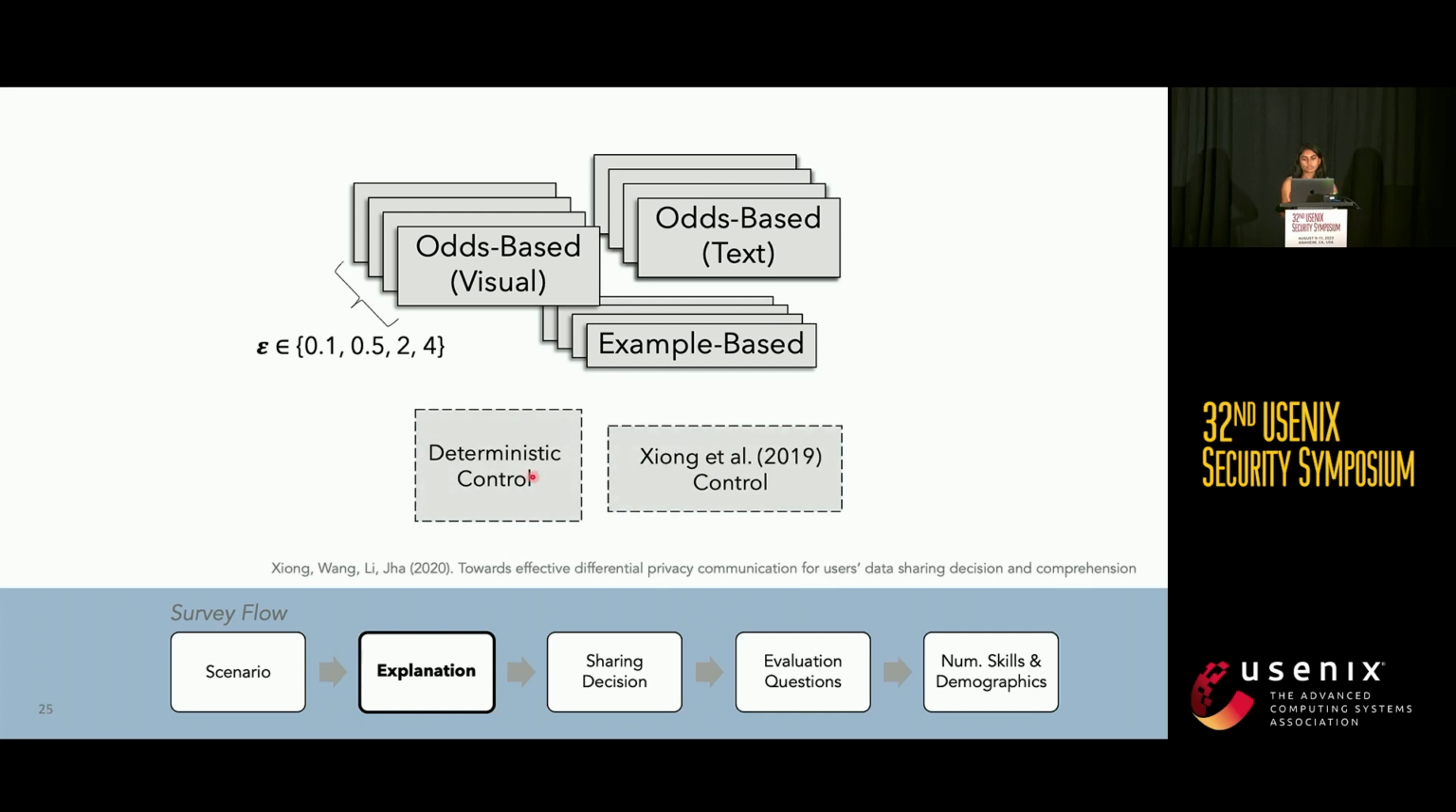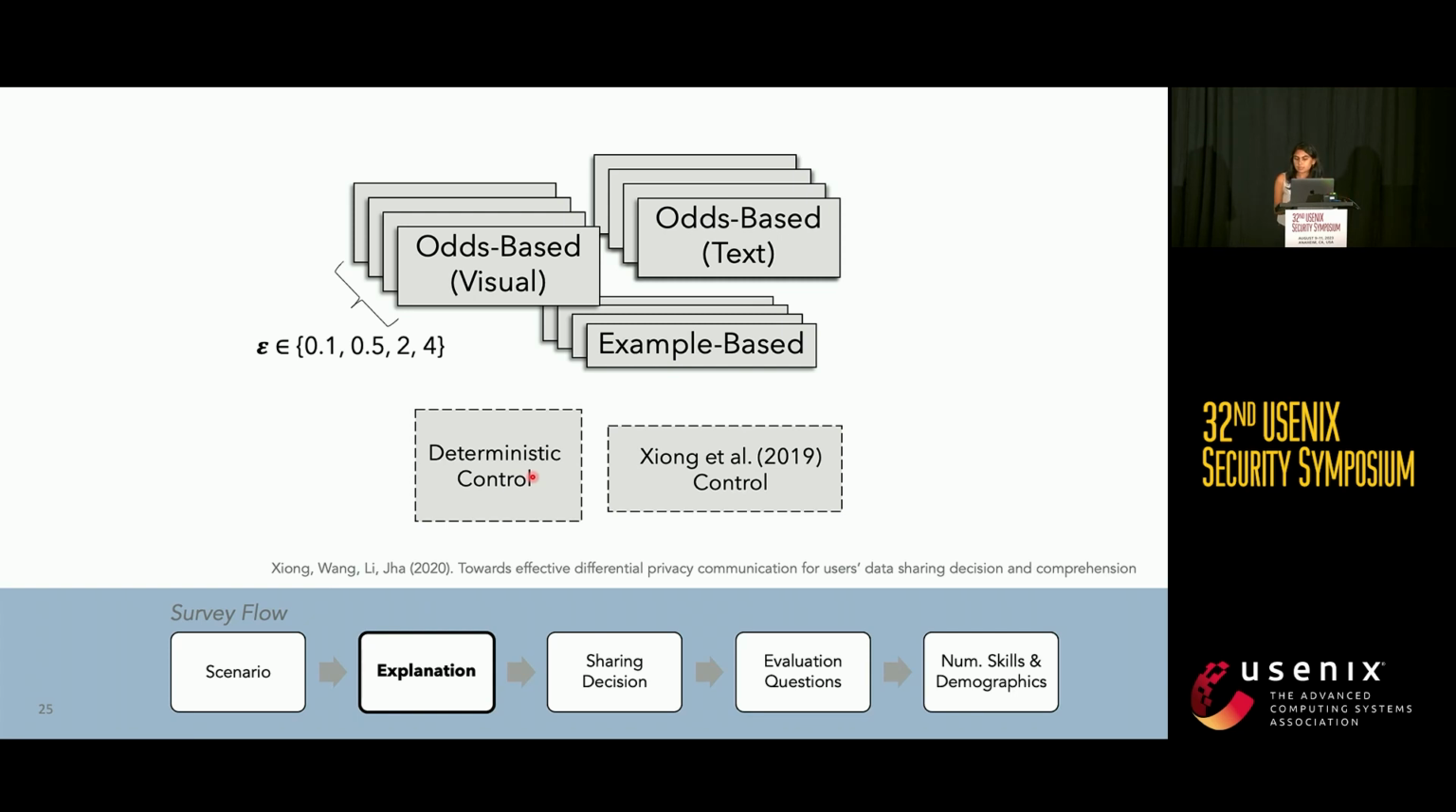So we had 2 control groups who saw the deterministic control and the Strong et al. control, respectively. The deterministic control was a no privacy control, so no privacy protections were offered here. In this case, there was a deterministic outcome. If participants chose to share their data, a negative outcome would definitely occur.